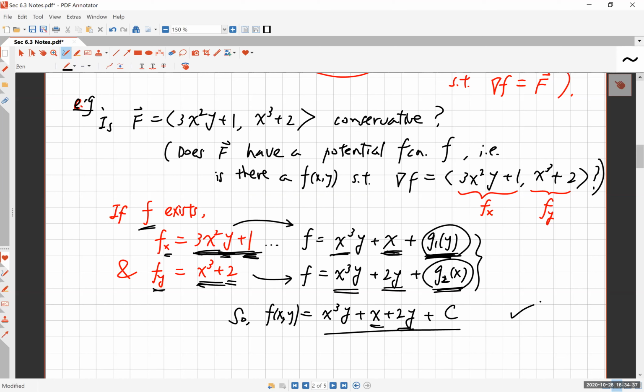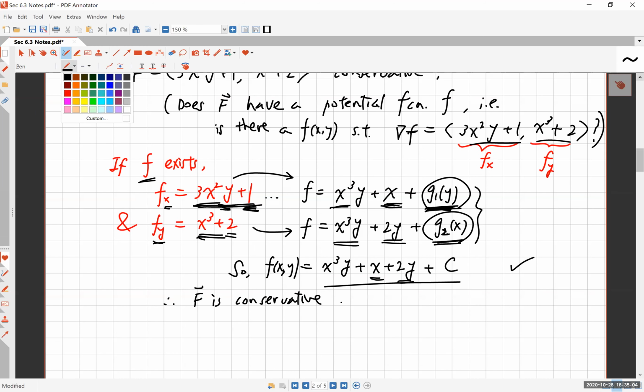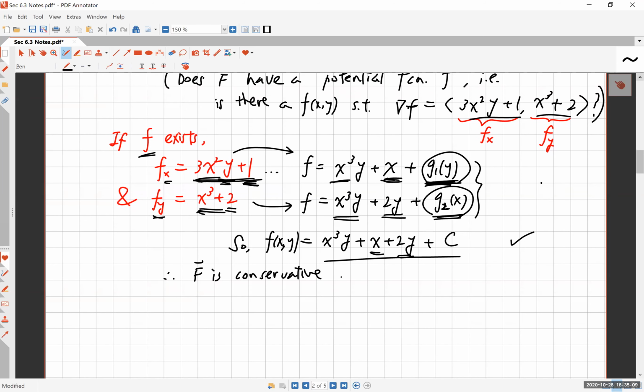All right, so this is an antiderivative, and therefore F is conservative because we found a potential function. You get that? So if there is a potential function, you can actually find it by integrating this first one with respect to x and the second one with respect to y. Okay, that is the way that you are going to use over and over again in this section to find the potential function. I hope that's clear. Okay, and of course I'll give you something a little better idea for this as well. Maybe I should give you that right now.